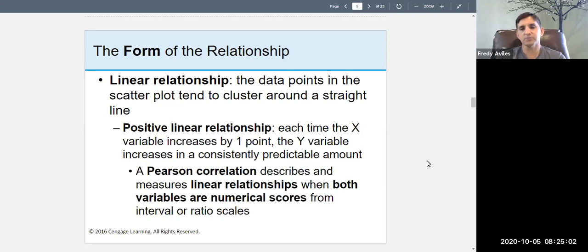Both variables are measured with numbers, let's say age and aggression, and they're both measured with a number, okay? You would use a Pearson correlation.